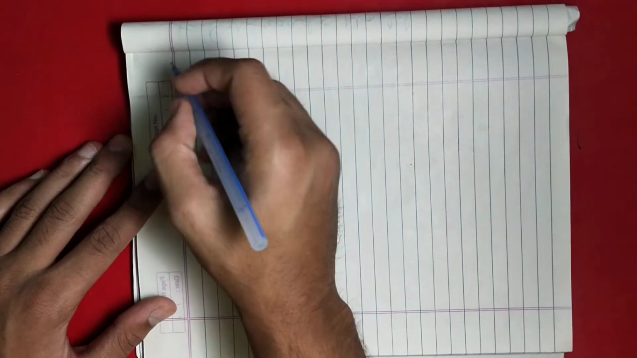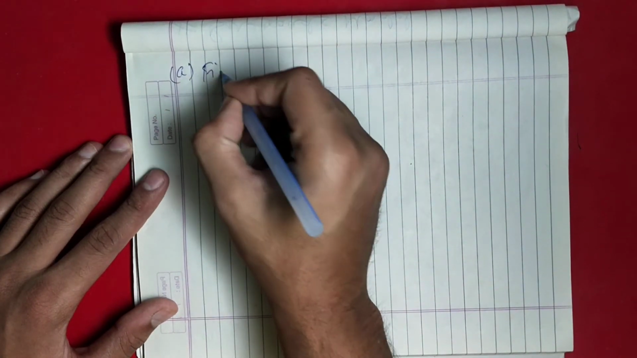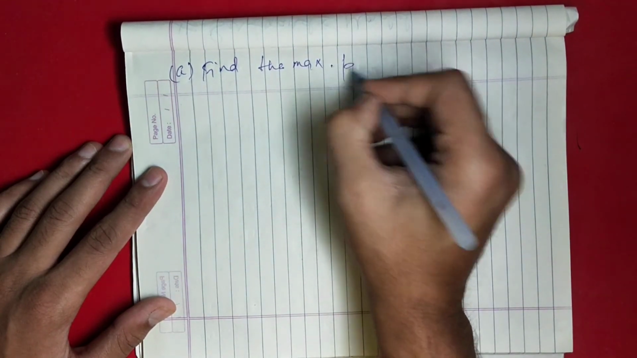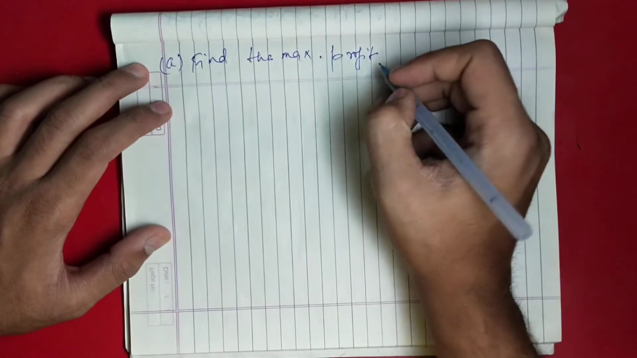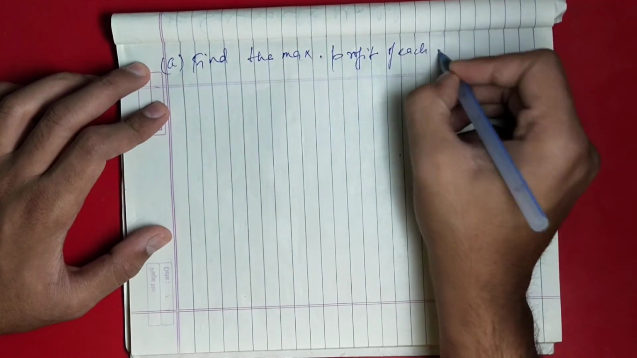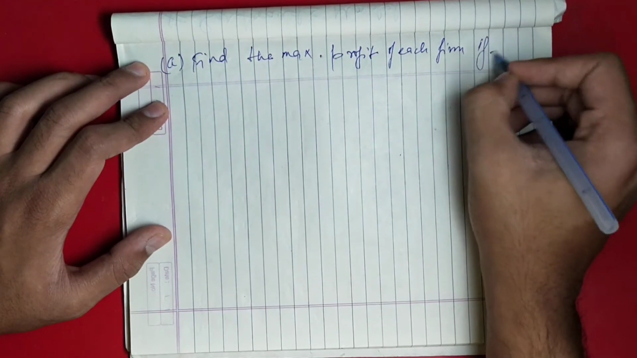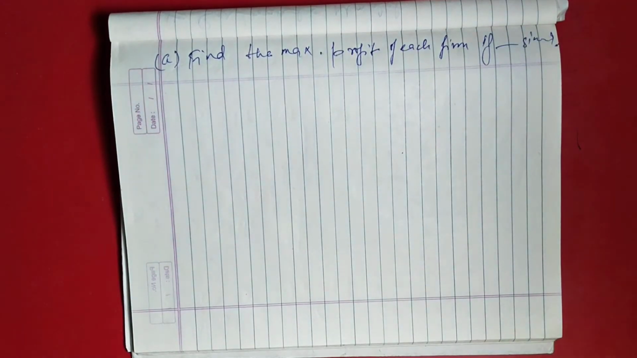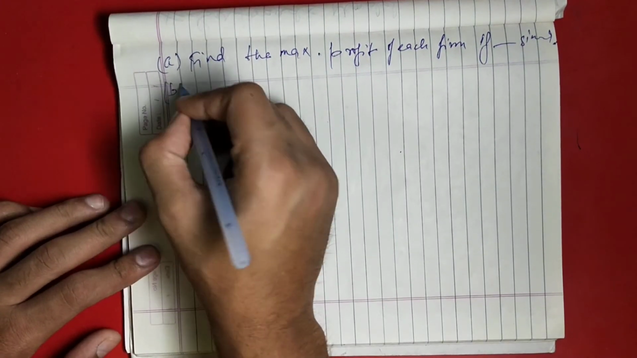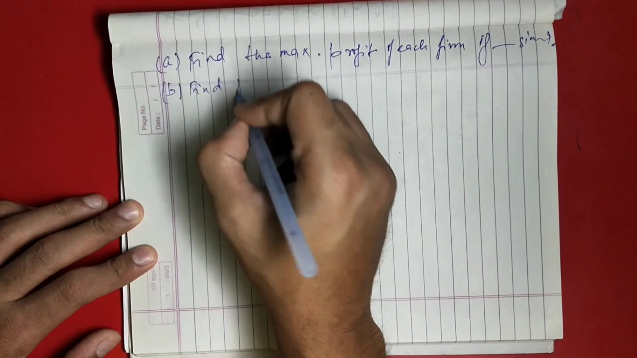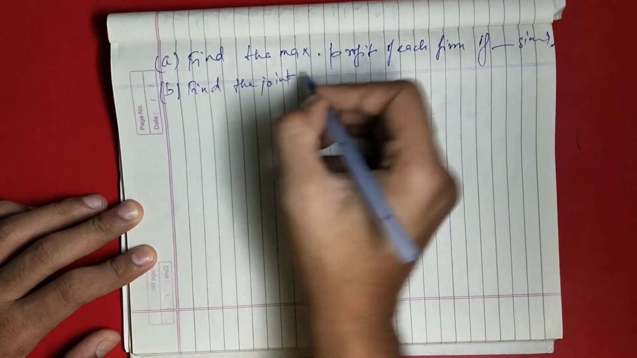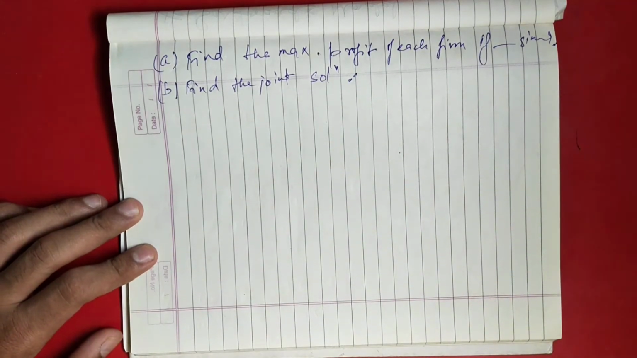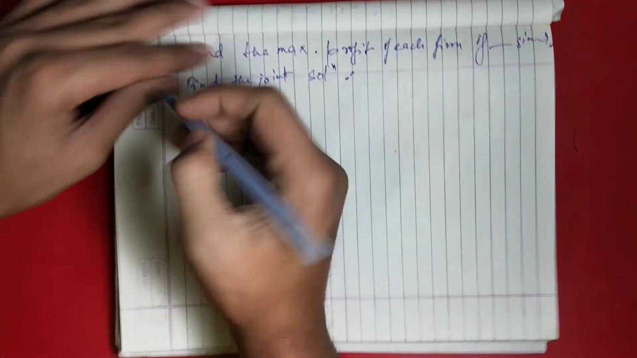The first part of the question is: find the maximum profits of each firm if they determine their prices simultaneously. And the second part is: find the joint solution. So let's do the first part first.